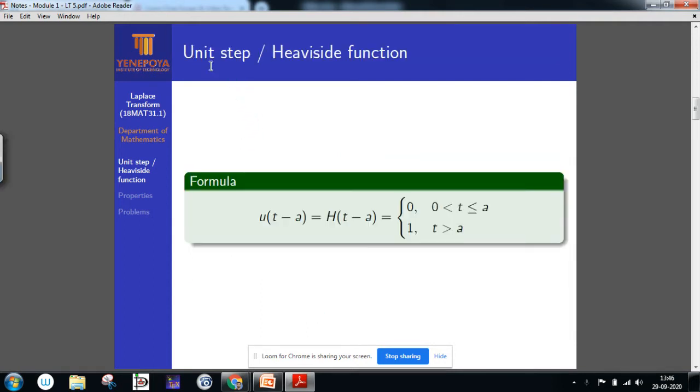The formula for the unit step function, also called the Heaviside unit step function, is u of t minus a, the same as h of t minus a. It is equal to 0 for all t between 0 and a. And whenever t is greater than a, the value of u of t minus a, or h of t minus a, is equal to 1.